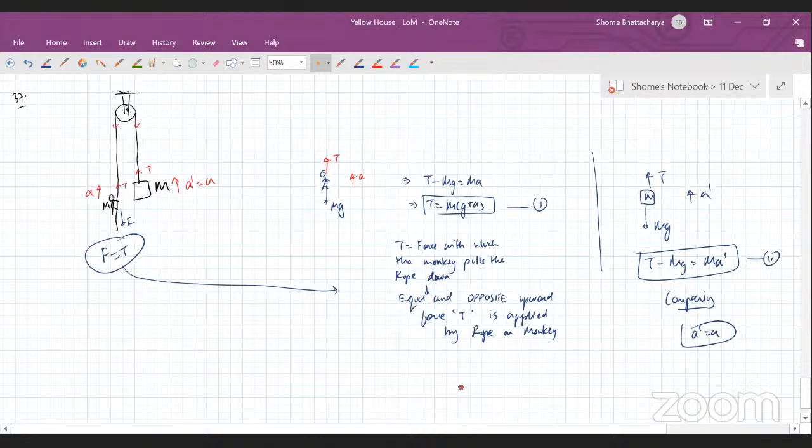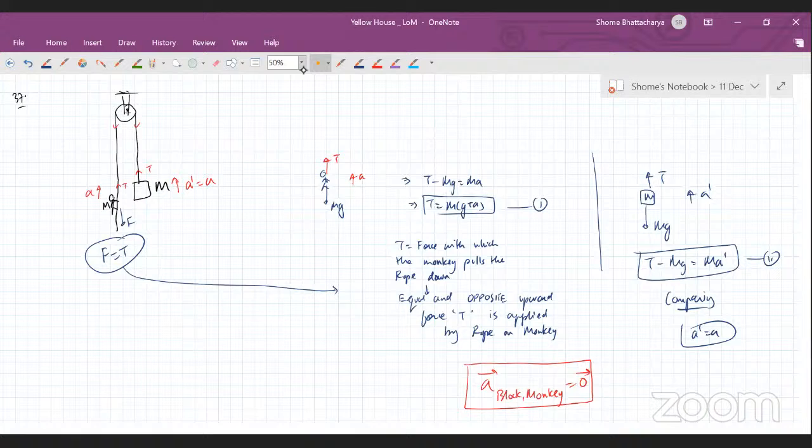So that means the relative acceleration between the block and the monkey will be 0. That will be 0, because relative acceleration is the difference of the two. So that is why there won't be any relative displacement. This is the relative acceleration of the block with respect to the monkey, and that will be 0 because both are the same.